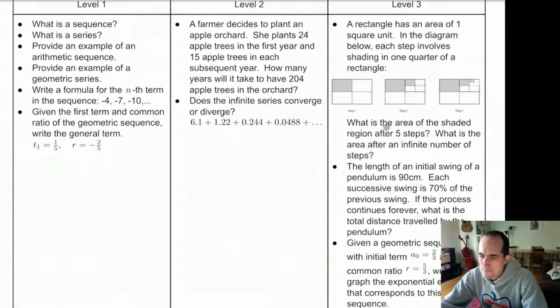So what is the area of the shaded region after 5 steps? And then what about after an infinite number of steps? So what if you just kept on going and you left it at that?